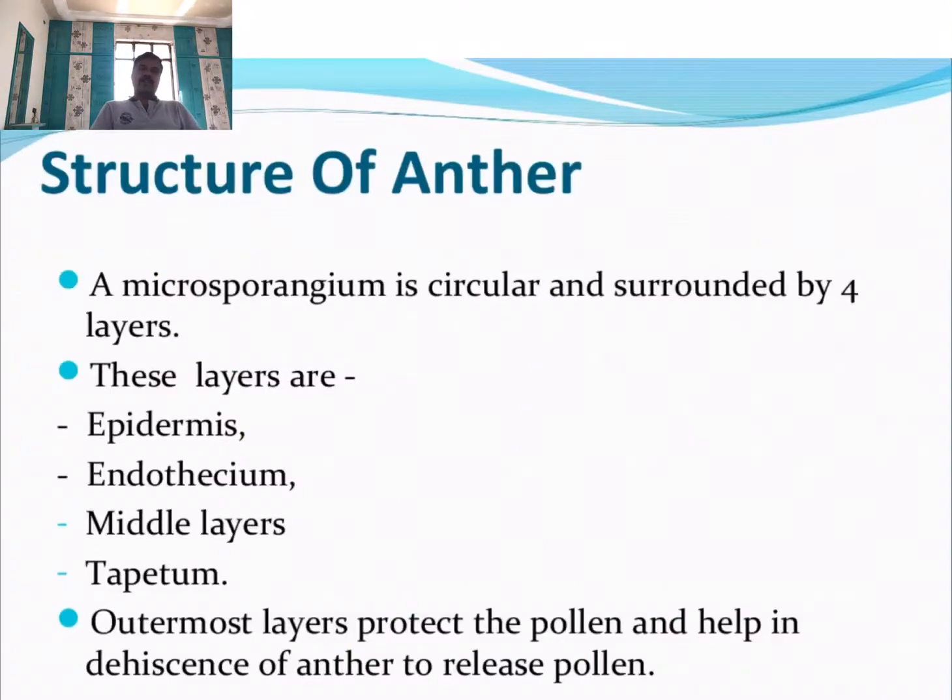Next, the structure of the anther, or structure of the microsporangium. The microsporangium is circular and surrounded by four layers. When we cut a cross section, it looks like a four-lobed structure, and each lobe is covered with four layers: epidermis, endothecium, middle layers, and tapetum. These all belong to the parietal layers.